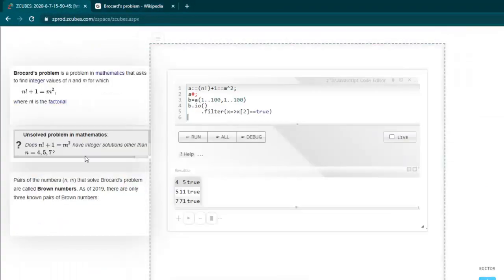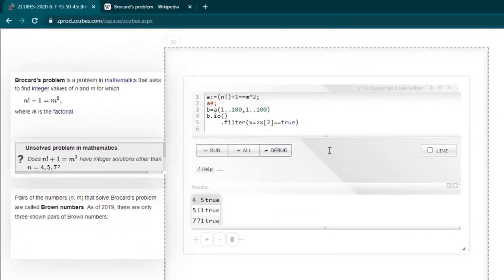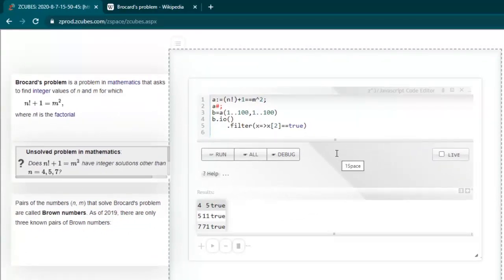And with this code, we were able to check through the entire space and find out the Brown numbers.